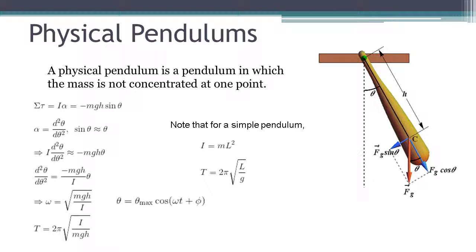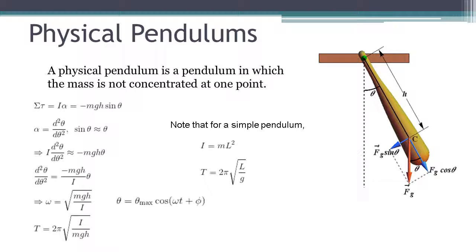A physical pendulum is a pendulum in which the mass is not concentrated at one point. This means that instead of considering force and mass the way we did for simple or ideal pendulums, we have to look at the proper rotational quantities, moment of inertia and torque. From the equation, net torque equals moment of inertia times angular acceleration.